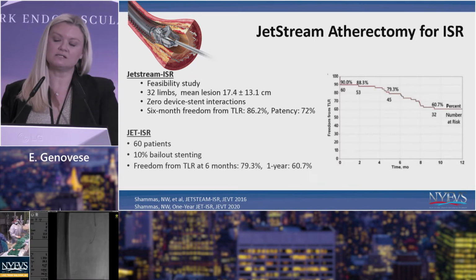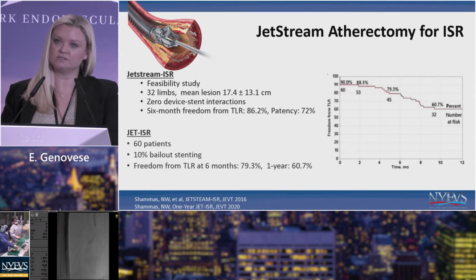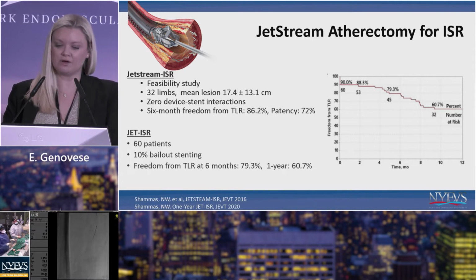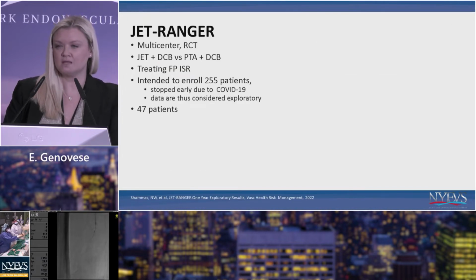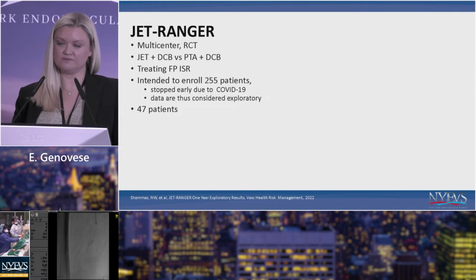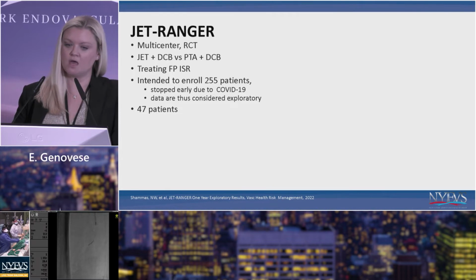The next study that they performed was Jet ISR, and this was Jetstream with POBA, and showing moderate outcomes. So you have TLR at 6 months around 80%, but 1 year drops down to about 60%. And the nice randomized controlled trial that I was very interested in seeing the results from was the multi-center Jet Ranger. And what this was doing was looking at Jet plus DCB versus PTA plus DCB.